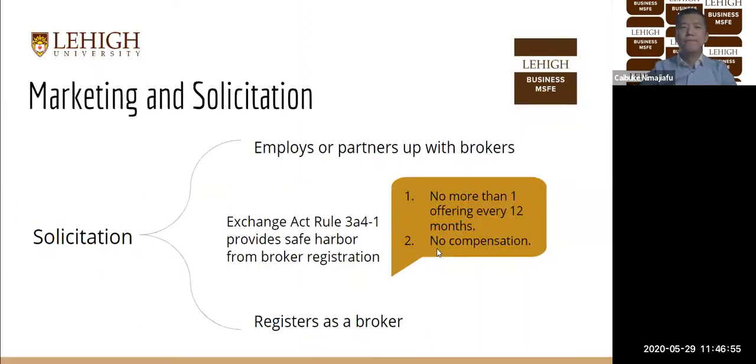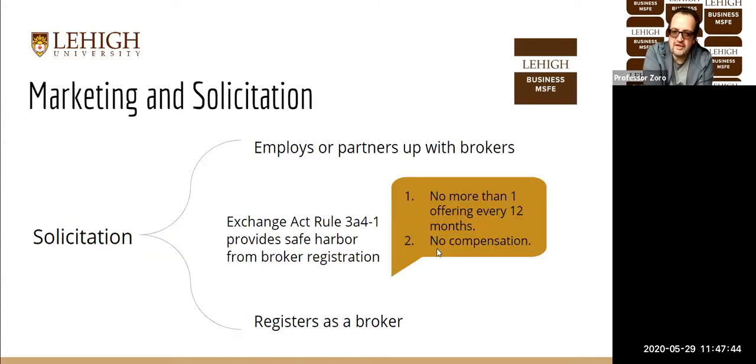In order to do marketing and solicitation, there are 3 ways to do it. The issuer can employ a broker, or can register as a broker, or can use exemptions from broker registration. There's a rule in the Act that provides a safe harbor from broker registration, but the exemption does not allow more than 1 offering every year, and it does not allow compensation for marketing. That's pretty much everything in SEC regulations. I'll pass on to Jonathan.